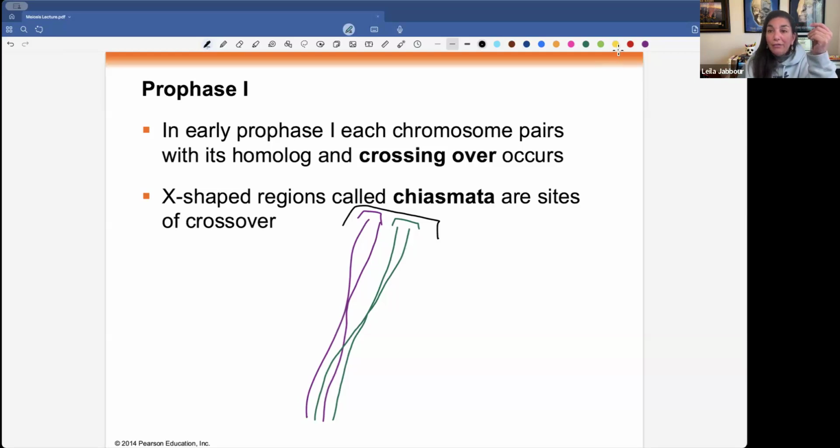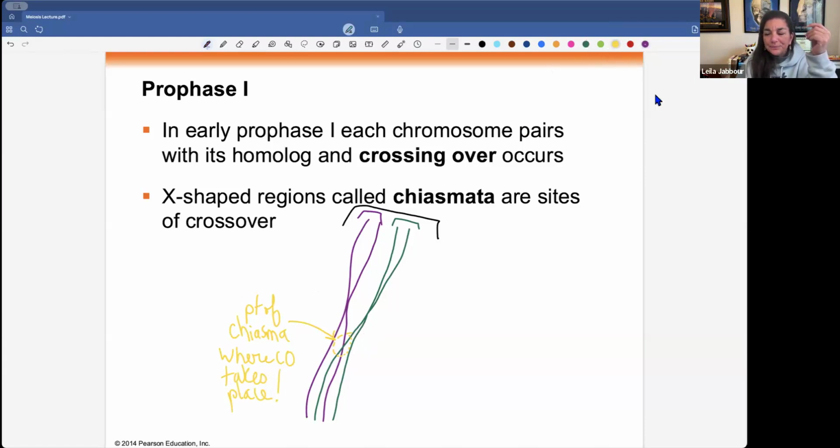So we have points of chiasmata that are being formed right here. Point of chiasma or chiasmata, where crossing over takes place. What's that?